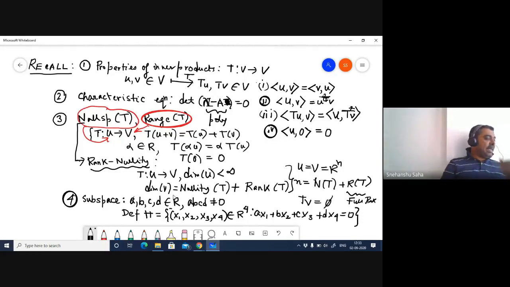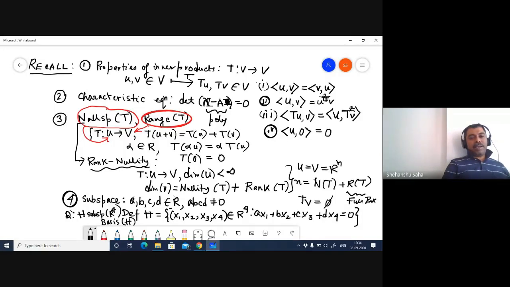Now the question is, can we verify that H is a subspace of R4, right? And if the answer to this question is yes, then can we find a basis of H? Can we find a basis of H?